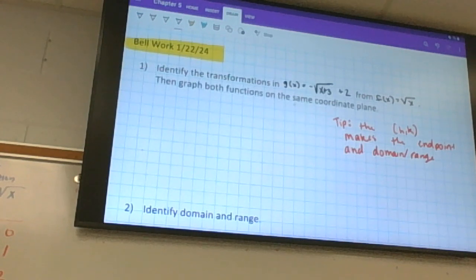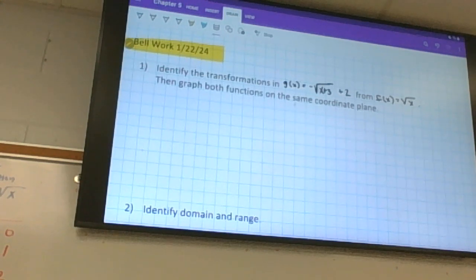Let me rewrite my tip here. There's a little hint here. Well, okay. Let's start with the negative sign in front. So the negative sign is in this A spot. So if it's negative, it's a reflection. If there's another number there, it would be a stretch or a shrink. So we're going to reflect the parent function across the x-axis.